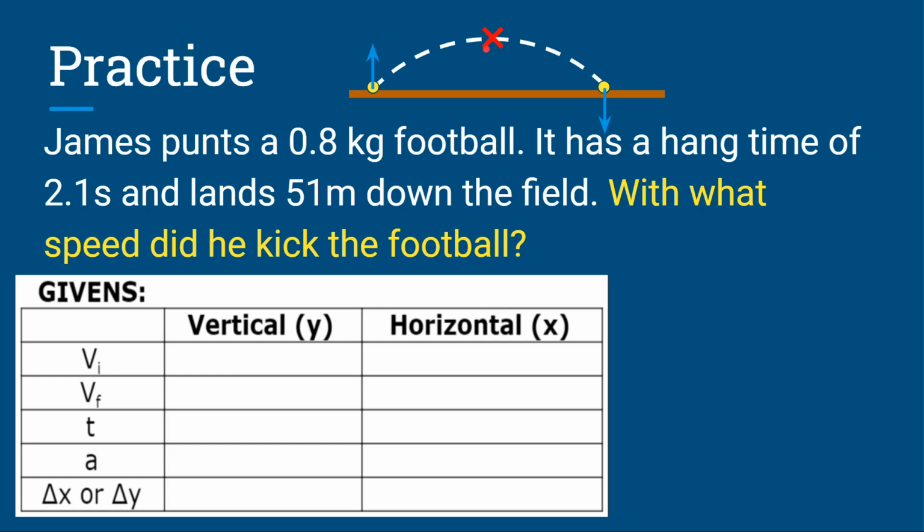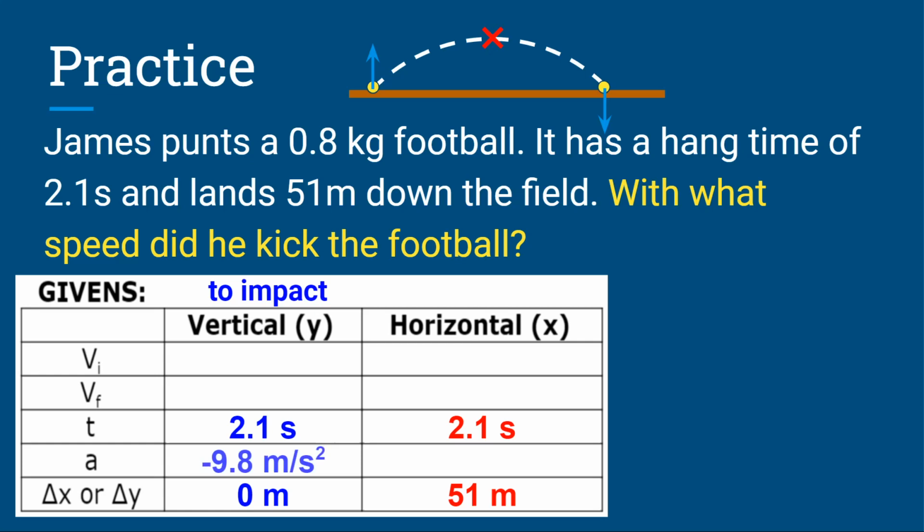So let's go ahead and see if we can label some things. I know the time, hang time 2.1 seconds. That means the total time to get from this point where it's been kicked to this point where it lands. That's your total time. I know that my horizontal displacement is 51 meters because it lands 51 meters down the field. I know that vertically, if I choose this first point and this last point, which is what I'm going to do, I'm going to choose the point to impact, then my vertical displacement is 0 because I started and landed at the same position.